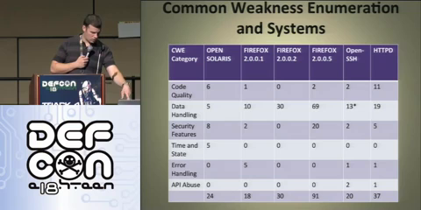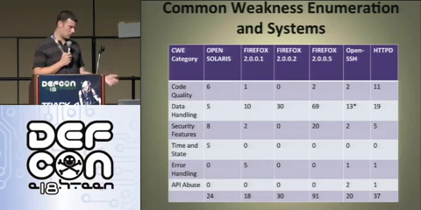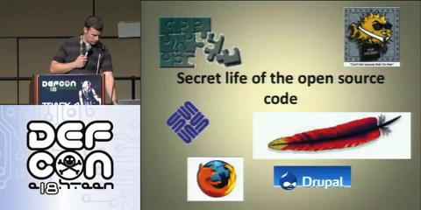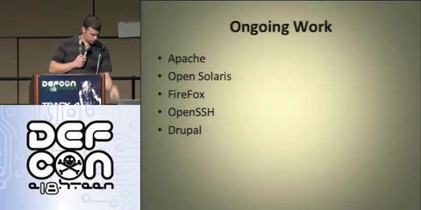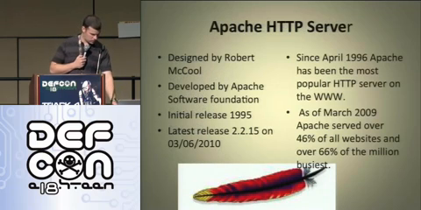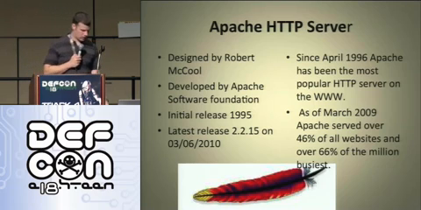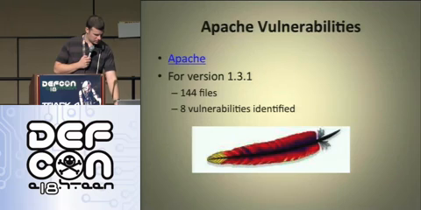We did OpenSolaris. I'm not sure what the version was on that. Firefox, we had 2.001, 2.002, 2.005, OpenSSH, HTTPD, which I believe will have the version numbers in just a second. So everybody knows what Apache is. I don't really need to go over this.